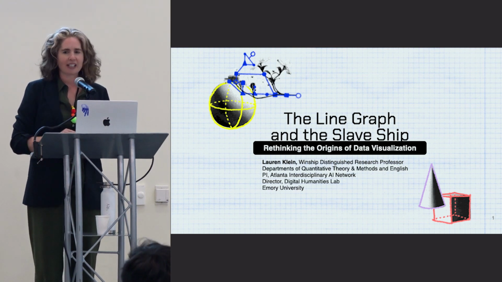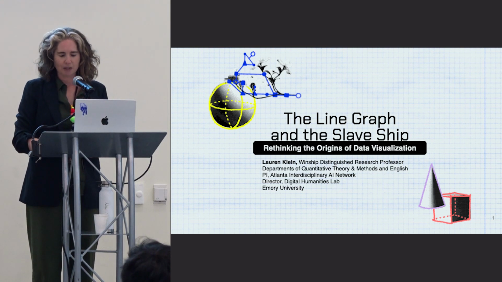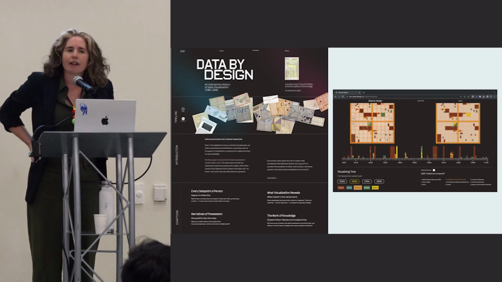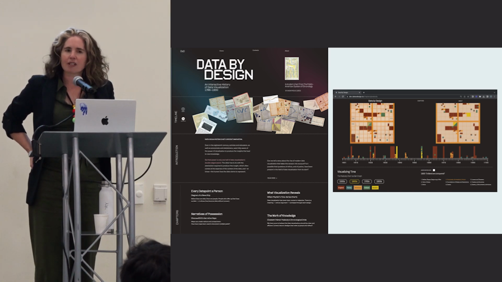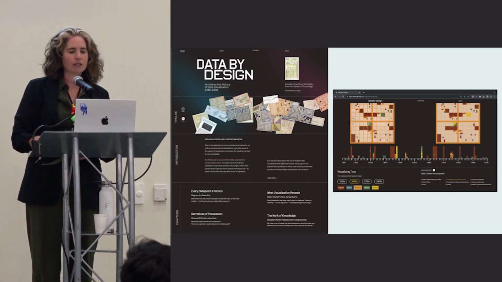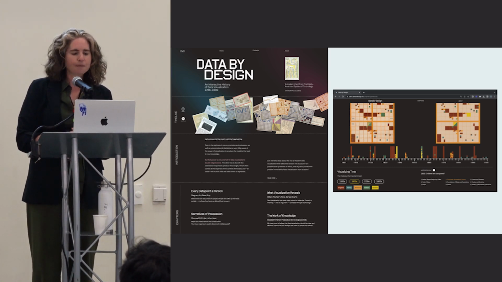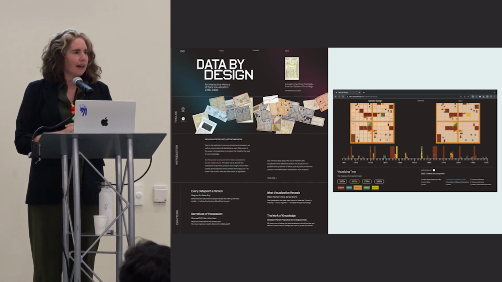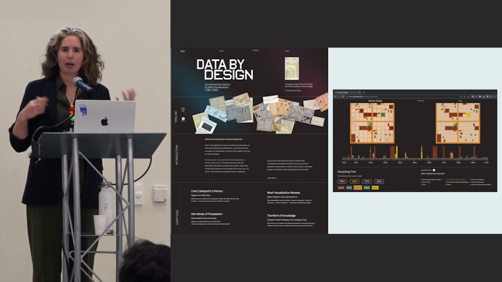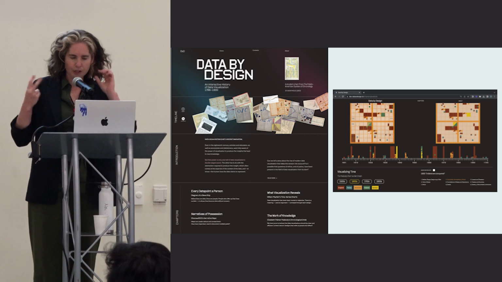I should mention before, it's called Data by Design, an interactive history of data visualization. It looks like this. And the basic idea is to tell the story of the emergence of modern data visualization using visualization itself. And I got the idea for a couple of reasons, which, by way of introduction, I'll share two of them with you now.